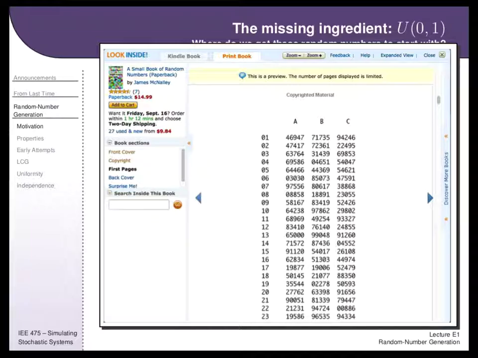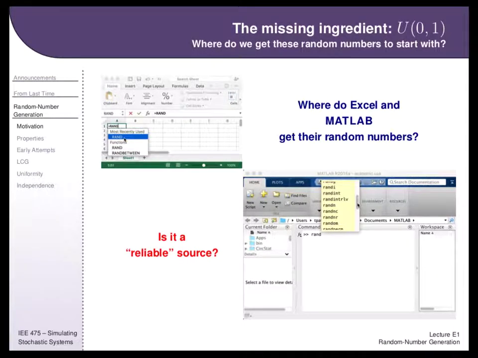Now this isn't really practical for Excel and MATLAB. They're not going to call out to these books or even store all of these books. So we wonder, how do they do it? Where do they get their numbers, and is it a reliable source?